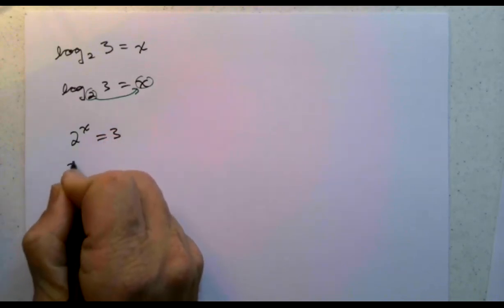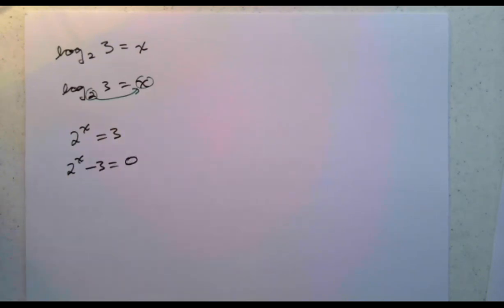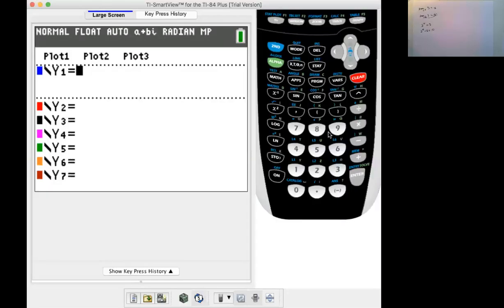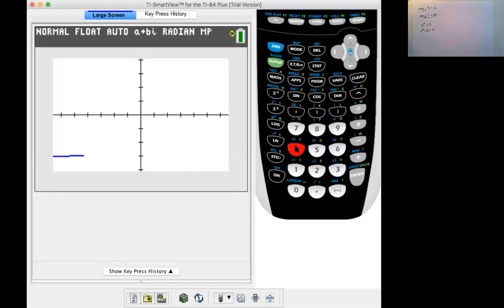Simplest way to do that would be to say 2 to the x minus 3 is 0, and then let's use our 0 finder to try to identify that. So let's go ahead and do that. Let's graph 2 to the x minus 3, and let's find out when does that equal 0. I will do zoom decimal, see what that looks like. When do we get 0? There, between 1 and 2. Let's use our 0 finder.